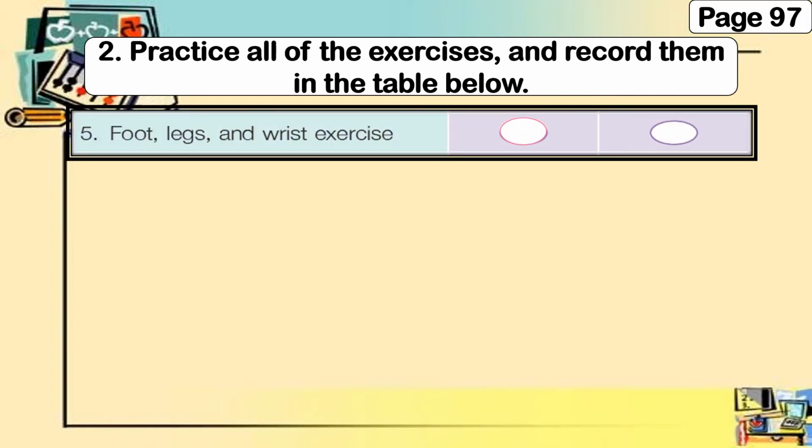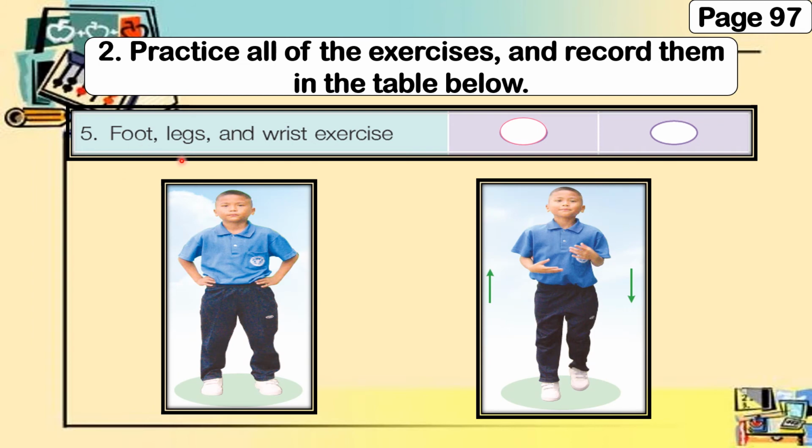Now in number 5, we have foot, legs, and wrist exercise. So you need to flap your hands going up and down and then jog. Can you do it or you cannot do it?